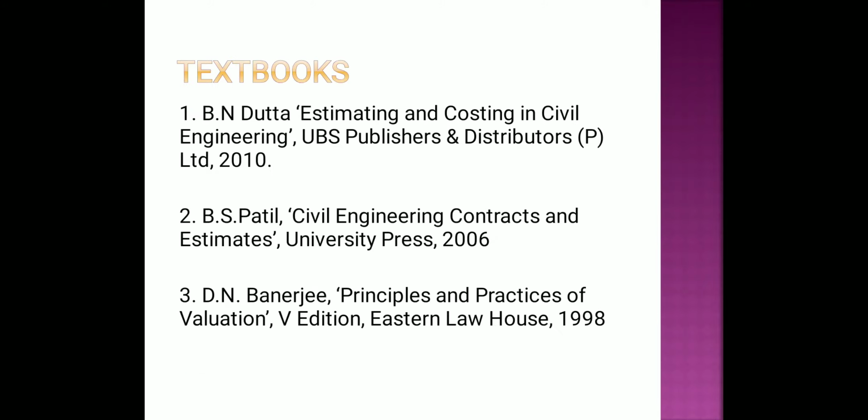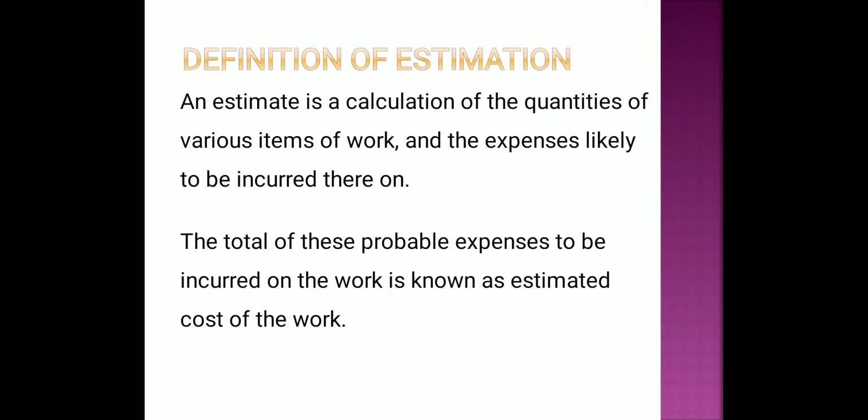The textbook is BN Dutta, that is the generally preferred textbook, Estimating and Costing in Civil Engineering by UBS Publishers and Distributors. Next is BS Patil, Civil Engineering Contracts and Estimates by University Press, and DN Banerjee, Principles and Practice of Valuation by Eastern Law House. So let us go into today's topic, estimation.